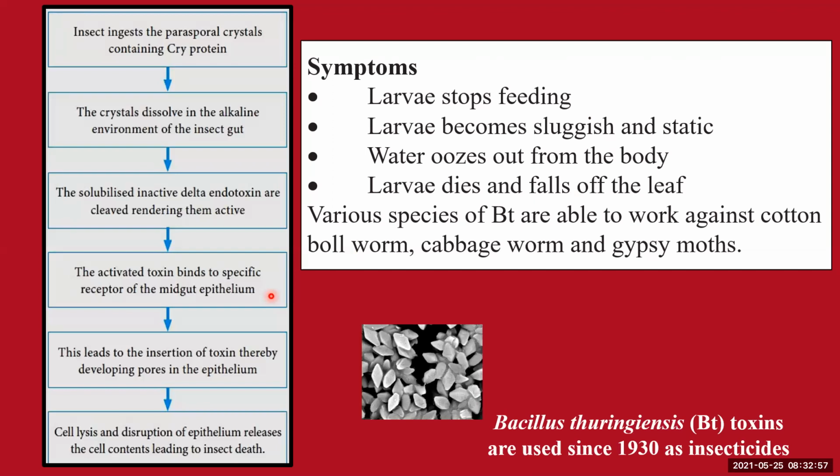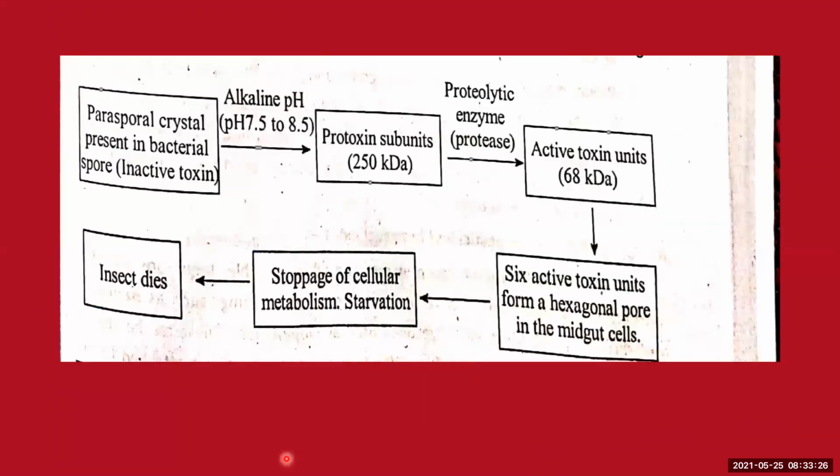The activated toxins bind specifically to the receptors of the midgut epithelium. 6 toxin molecules, as I told you, join the epithelial lining of the midgut and thereby develop pores in it. This leads to insertion of toxin, and pores are developed in the epithelial wall. The cell lysis, disruption of epithelium cells, releases the cellular contents, leading to starvation of the insect, and hence the insect dies.